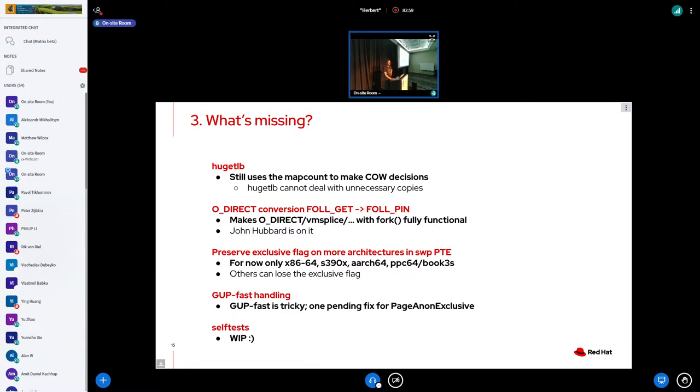I mentioned GUP-fast handling. GUP-fast is very tricky, and we have one pending fix for a page anon exclusive race, where we race between pinning a page and clearing the flag. It's all a big mess and mystery, but we're getting there. And of course, we need self-tests to make sure that it's not silently breaking again, which has been the case a couple of times already, and I'm working on that.